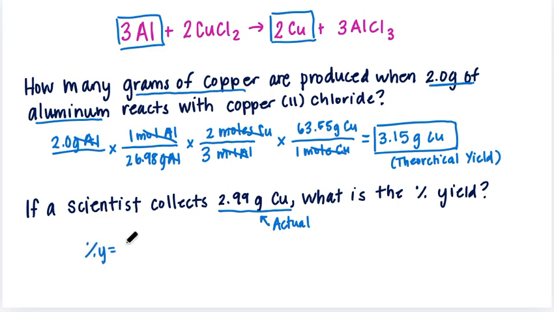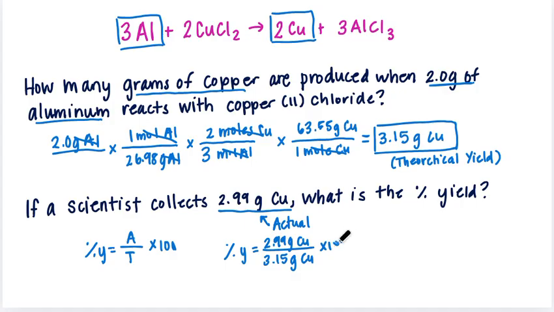So I'm going to write my percent yield equation. My percent yield is equal to my actual divided by my theoretical times 100. One thing you want to make sure when you're using these equations is that the unit and the substance on your actual and theoretical yield should be the same every time. So if my actual amount collected was 2.99 grams of copper, I need to make sure that my theoretical value, the amount I calculate, is also grams of copper. They must be the same unit and the same substance.